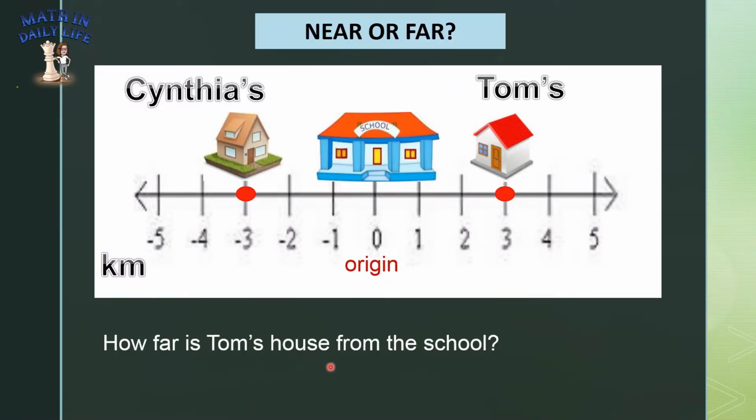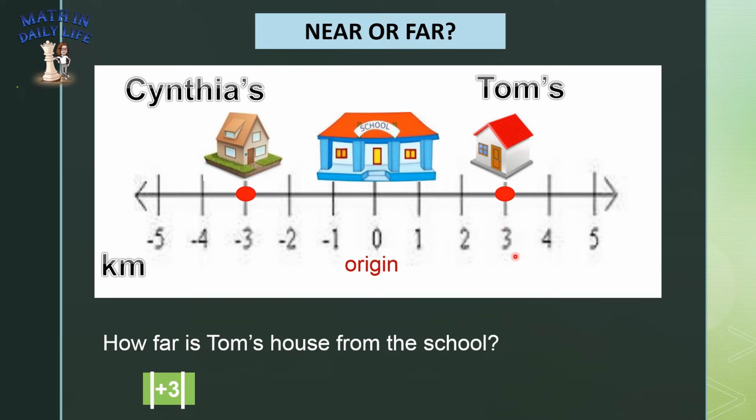How about Tom's house? How far is Tom's house from the school? As you can see, it has a coordinate of 3 or positive 3. So if we get its distance, we have to use the two vertical bars. Do you think it's appropriate to use positive 3 kilometers, since it's not a negative distance, right? Actually, no. It's still not appropriate to use positive 3 kilometers to denote the distance because the positive 3 pertains to the direction again.